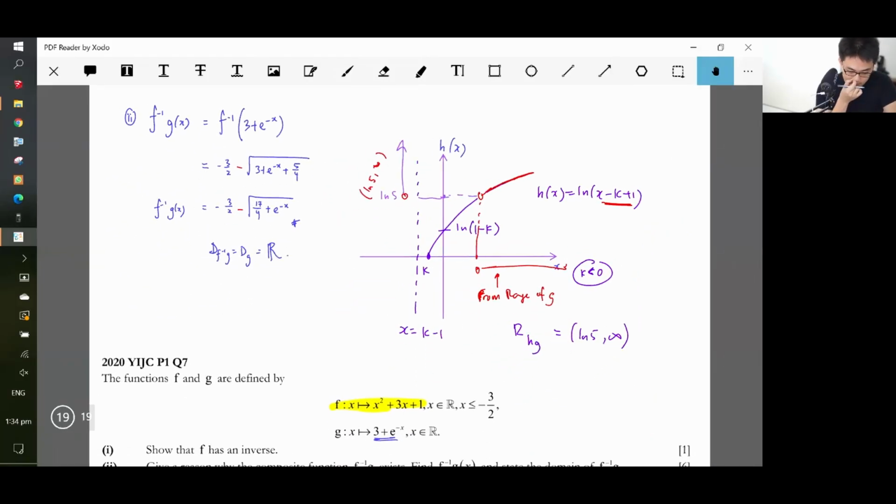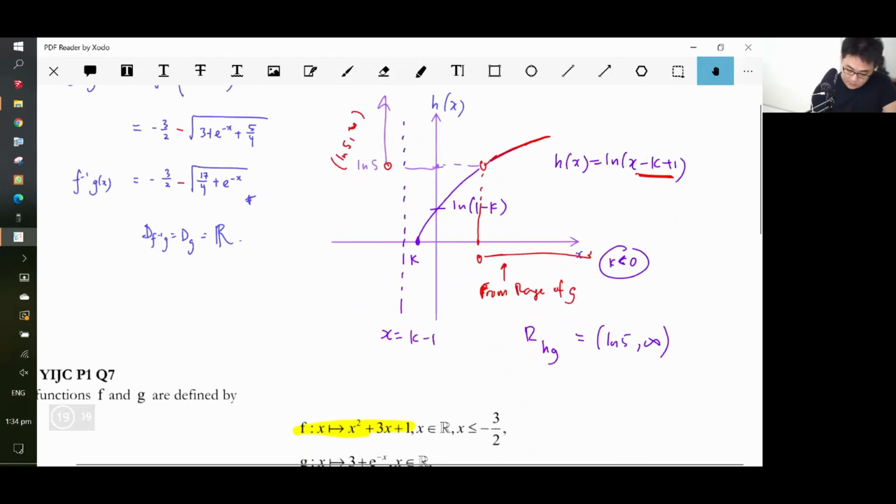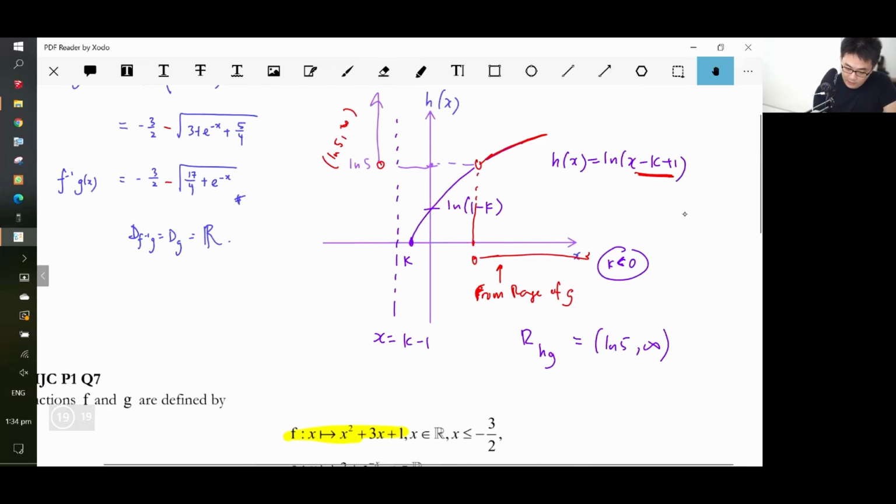If I do the difference, this will be ln 5, meaning the x value. Okay, I find what's the x value here. So this is 5 equals x minus k plus 1. So x is equal to 4 plus k. Any issue with that? This part here is ln 5, right?